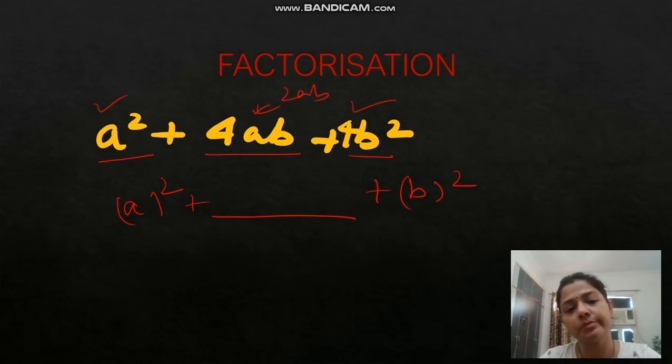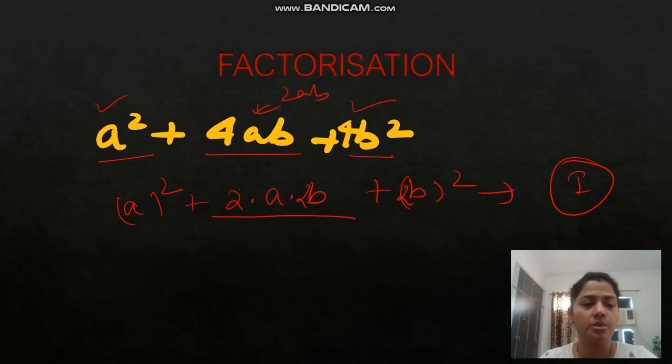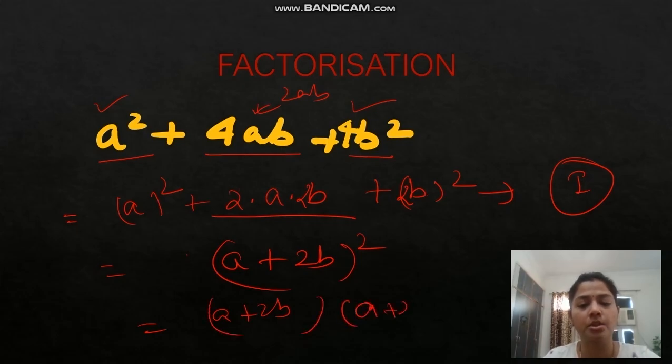Okay, so 2AB, what? 2 will be there. What is A here? A is simple A. And what is B here? B is simple B. So this will be 2B, since it is 2B whole square. So 2 multiplied by 2, it will be 4AB. So it is coming exactly the same. It is what? It is identity 1. Okay, so what will this become? It can be written as A plus 2B whole square. It means we can write this as A plus 2B whole multiplied by A plus 2B.